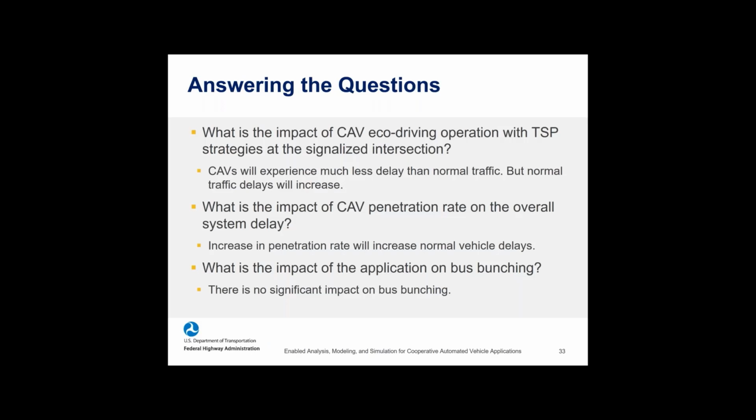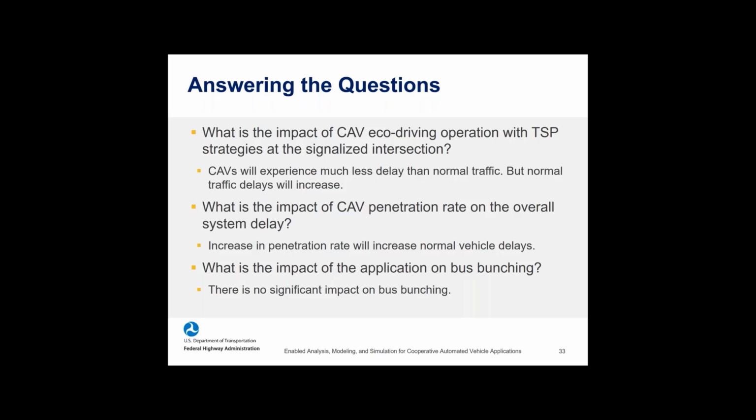So looping back and answering the question, what's the impact of CAV eco-driving operation in TSP strategies at the signalized intersection? CAVs will experience much less delay than normal traffic, but normal traffic delays will increase. What is the impact of CAV penetration rate on the overall system delay? The increase in penetration rate will increase normal vehicle delay.